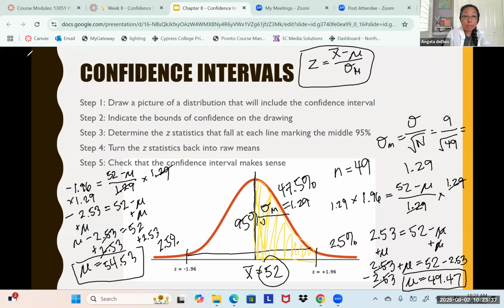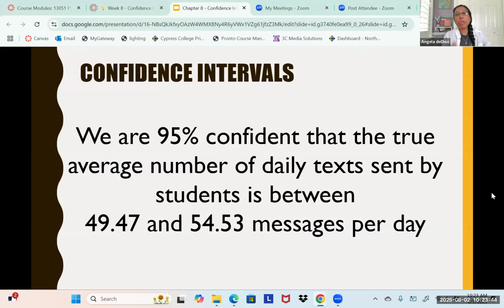So those are the 5 steps that your book outlines. So what does all this mean? Well, it means that we are 95% confident that the true average number of daily texts sent by students is between 49.47 and 54.53 messages per day. So that's my guess, right? And I'm pretty confident that the true mean for the population of students is somewhere between these two numbers. So that's what a confidence interval does.